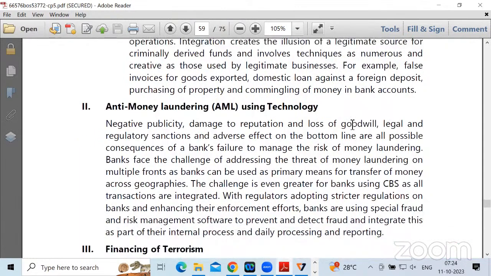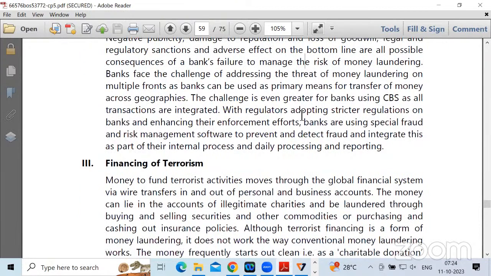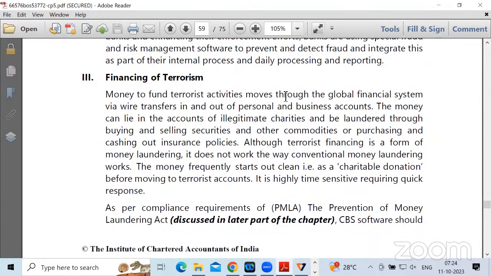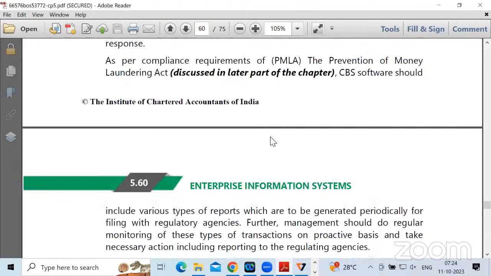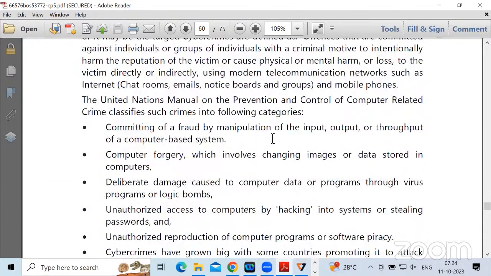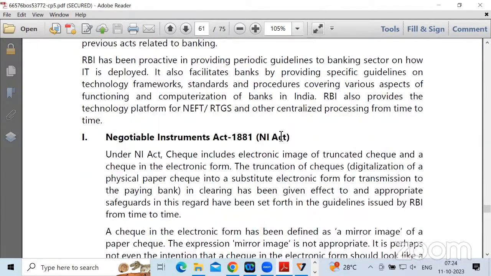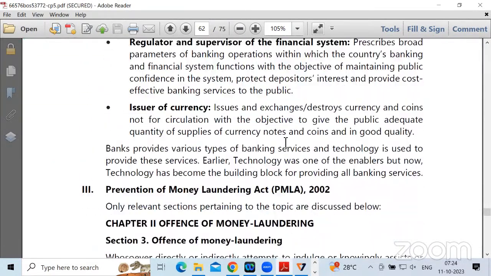Layering, integration. Then anti-money laundering using technology: the software should be able to give a pop-up saying that a huge amount is getting transacted, whether single transaction or multiple transactions. Then financing of terrorism: through illegal money, they are trying to fund terrorist activities. Cybercrime: committed by computer network. RBI regulations, you go through them yourselves.